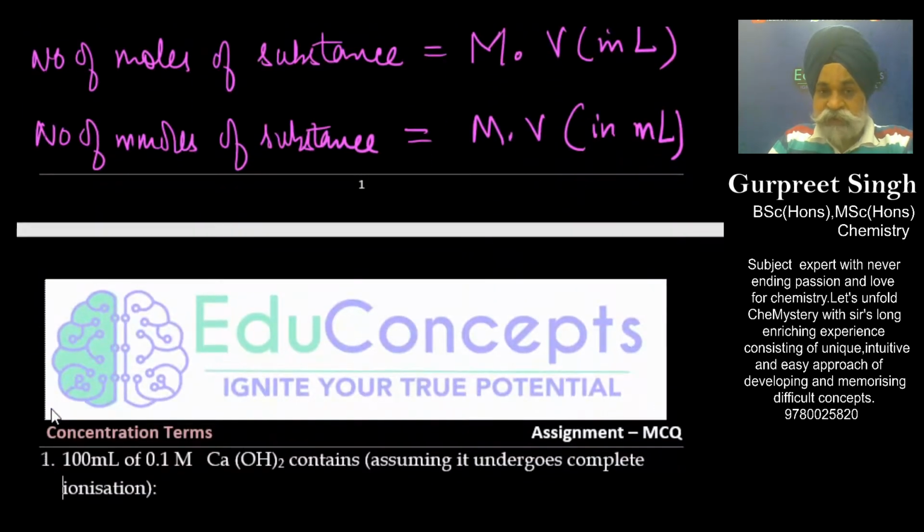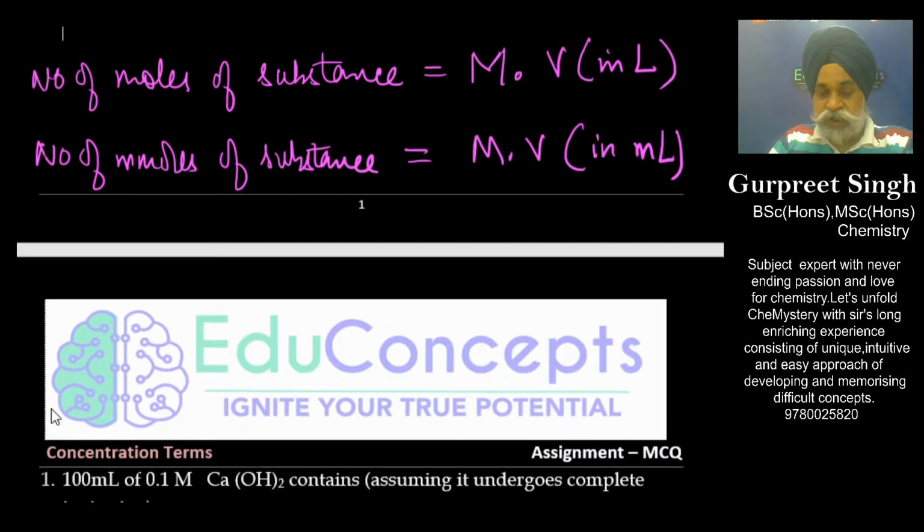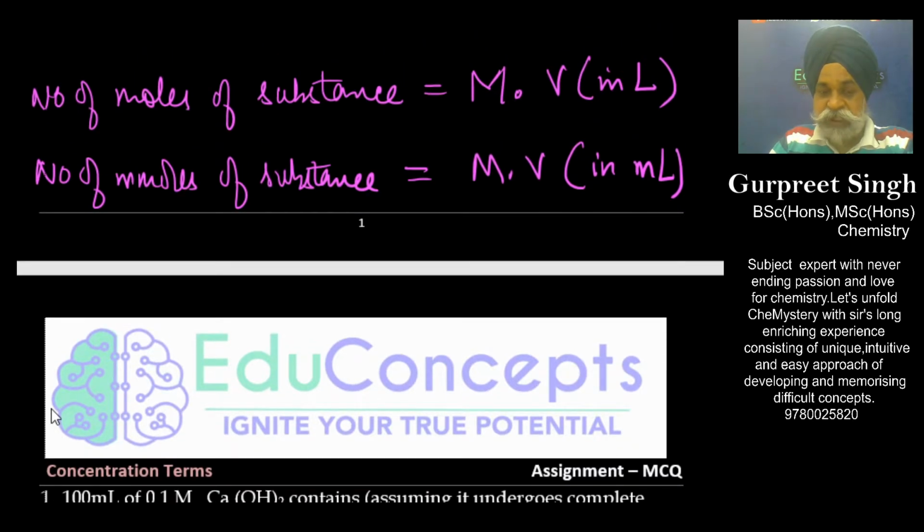And another, when a given substance is dissolved in some solvent or is in aqueous medium, then there would be some concentration term. For that, the number of moles of substance is molarity into volume, and volume is to be taken in liters. How exactly we get this molarity term, we will explain while solving the numericals in a few minutes. And similarly, number of millimoles of a substance is molarity into volume, if the volume is in milliliters.